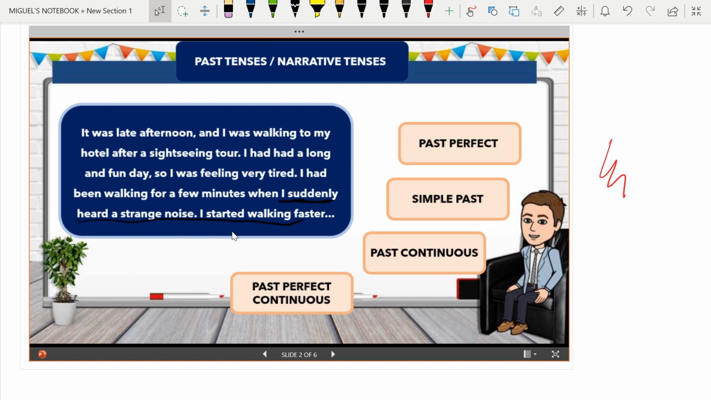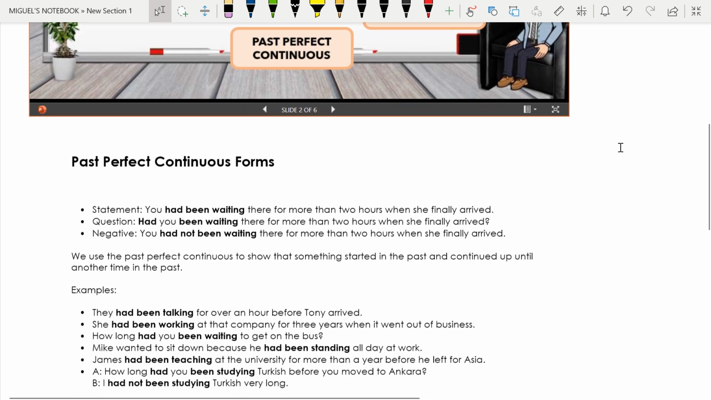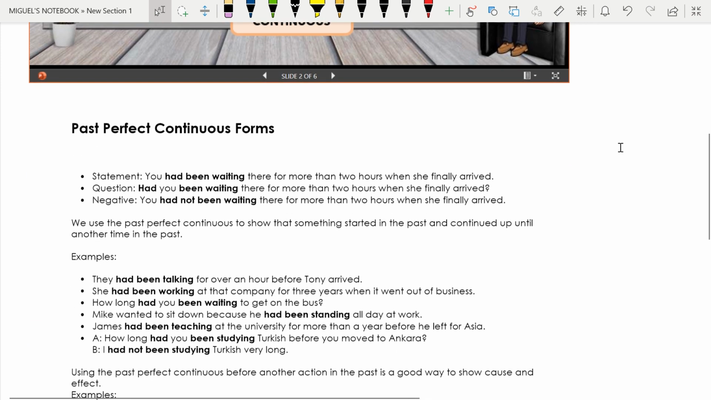Now, if you want to say what happened before that main event, you use the past perfect tense or the past perfect continuous. So the past perfect tense is used to talk about an event that happened before another event. So I had had a long day. I had had a long and fun day. I had been walking for a few minutes. Okay? So those are the tenses that we are going to be looking at today, but more specifically at the past perfect continuous.